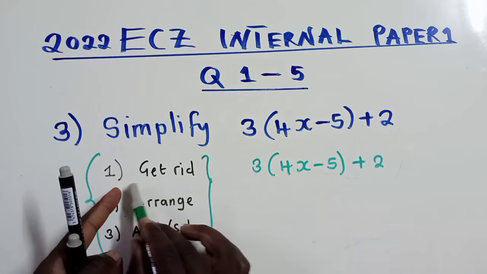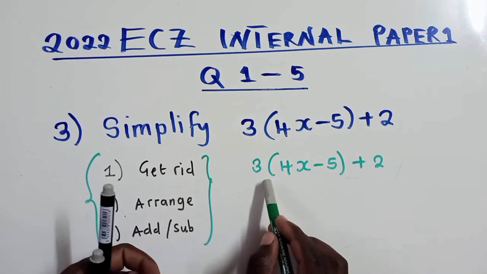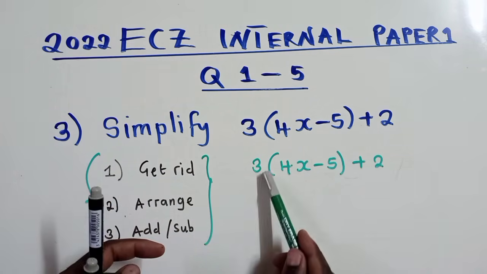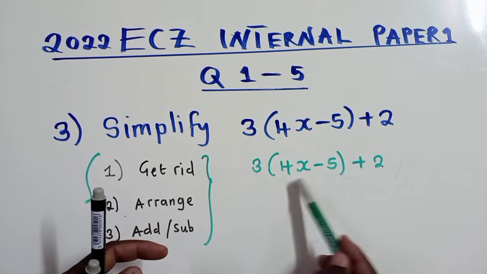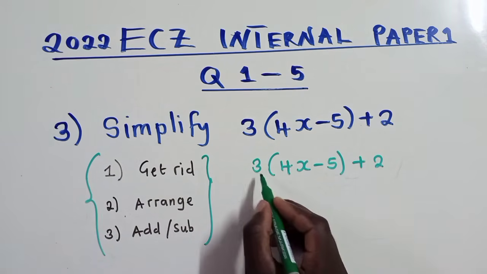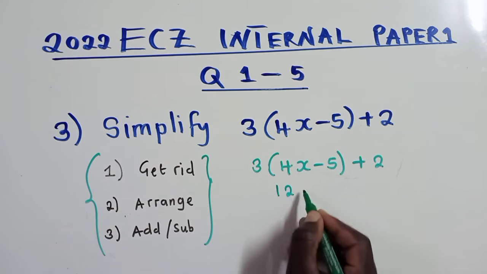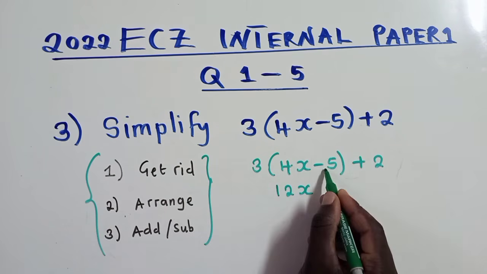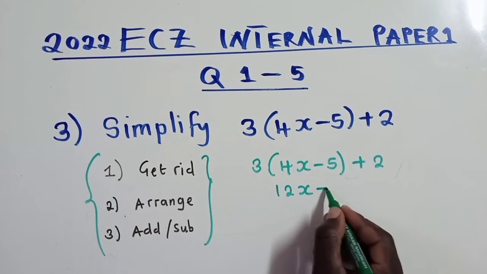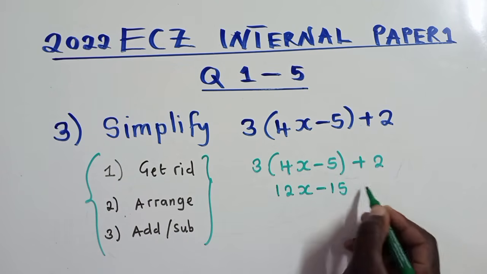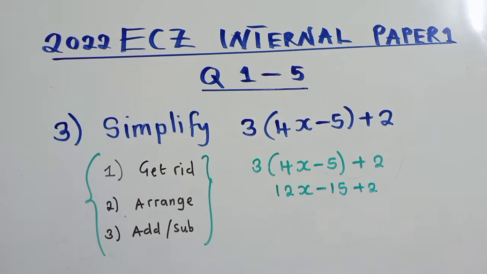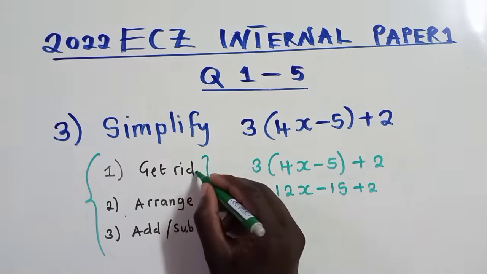So step 1, we need to get rid of the brackets. We have to multiply whatever is in front of the brackets here by everything that is inside. So it will be 3 times 4x. That will give us a 12x. 3 times negative 5, it will give us a negative 15 plus a 2. So now number 1 is gone.